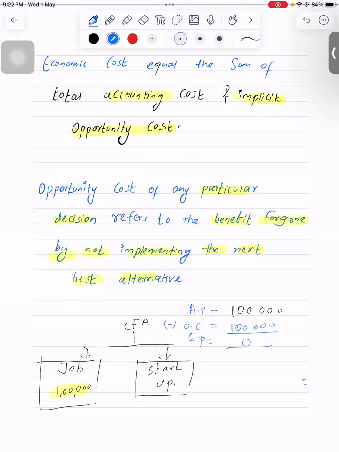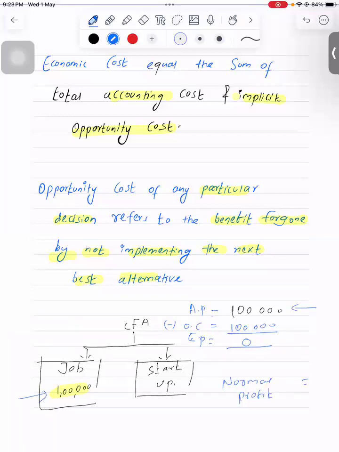This means you are not making abnormal profit, but you are making normal profit. By doing a job also, how much could you have made? 1 lakh. By starting a business, how much are you making? You are making 1 lakh only. So this is called a normal profit. You are not making anything over and above 1 lakh. Anything over and above 1 lakh will be your abnormal profit, supernormal profit.